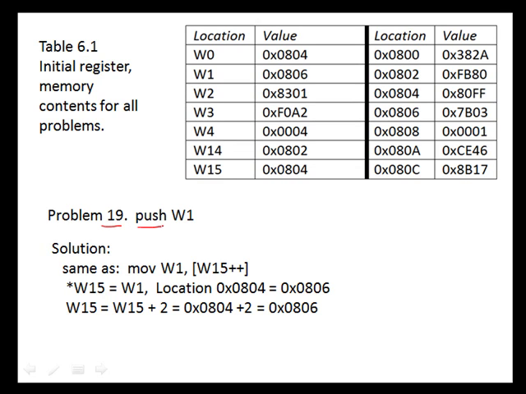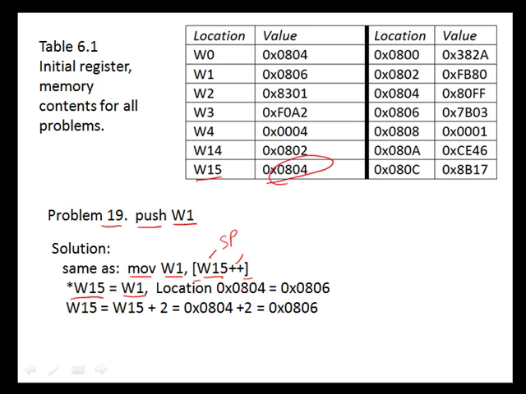Problem 19 says to push W1 onto the stack. Recall that a push operation is the same thing as move W1 to W15 register indirect with post increment. This is because W15 functions as a stack pointer. So we're going to copy the value of W1 to the memory location pointed to by W15.